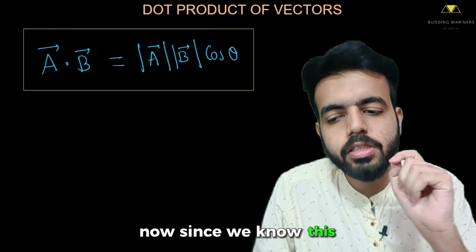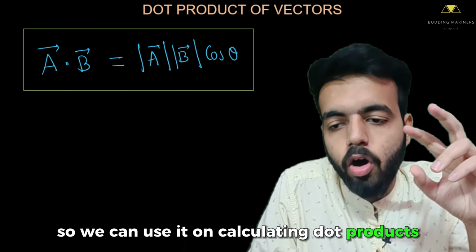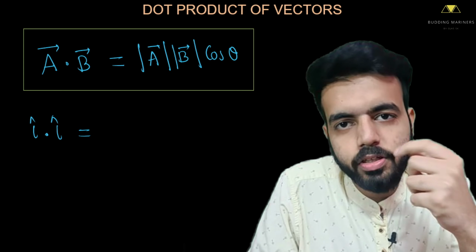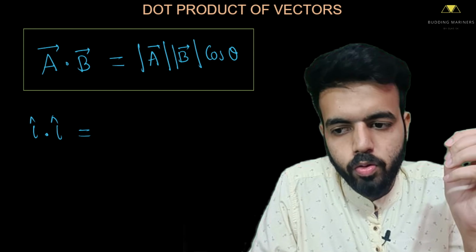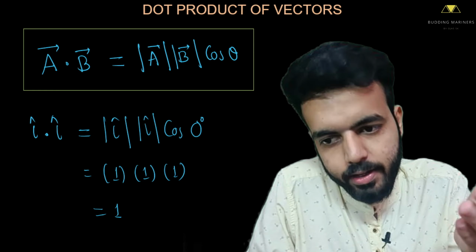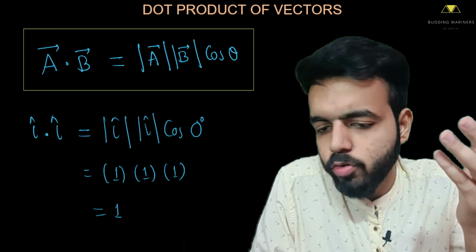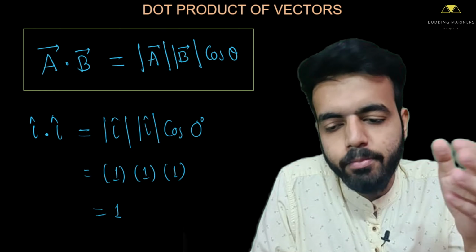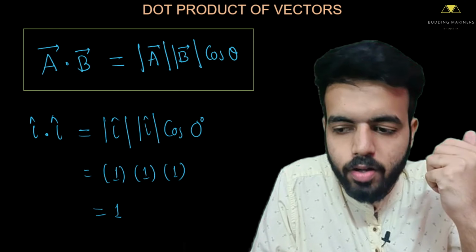Now since we know this, we can use it on calculating dot products of a unit vector with itself. Suppose I have i cap, which is the unit vector in the x direction, and I take its dot with itself. So it will be equal to the magnitude of i times magnitude of i times cos 0, because the angle between i cap and i cap is going to be 0 because both are in the x direction. So it will be 1 times 1 times 1, because cos 0 is 1. So we can say that i dot i is 1.